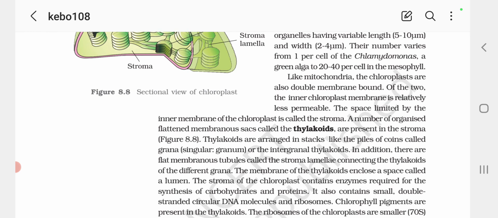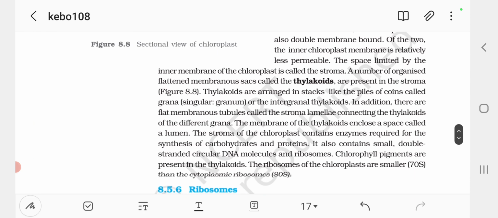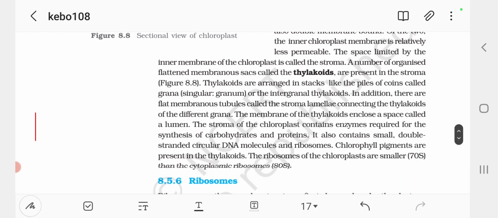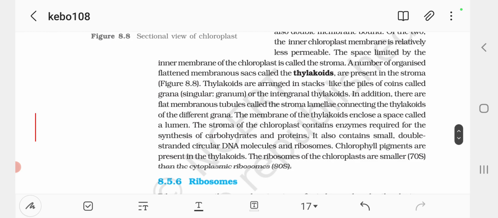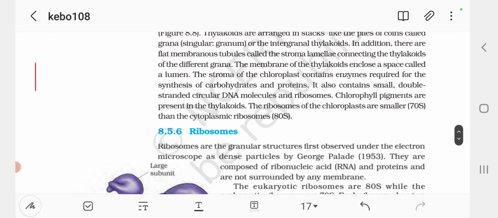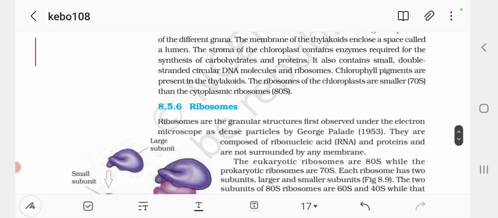Like mitochondria, the chloroplasts are also double membrane-bound. Of the two, the inner chloroplast membrane is relatively less permeable. The space limited by the inner membrane of the chloroplast is called the stroma. A number of organized flattened membranous sacs called the thylakoids are present in the stroma. Thylakoids are arranged in stacks like piles of coins called grana, singular granum, or the intergranal thylakoids. In addition, there are flat membranous tubules called the stroma lamellae connecting the thylakoids of the different grana. The membrane of the thylakoids encloses a space called the lumen.